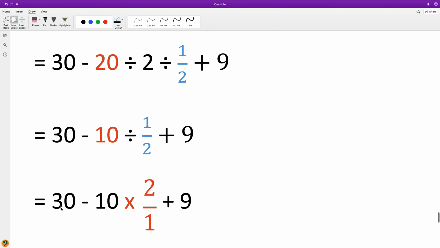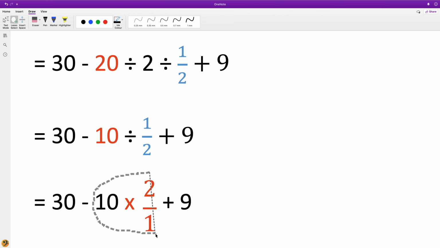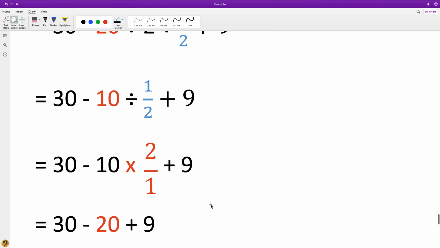So we'll have 30 minus 10. Now instead of dividing by a half, we're multiplying by 2 over 1, plus 9, because this is the plus 9 here. Now we can evaluate this part here, 10 multiplied by 2 over 1. And so our next line of working becomes this.